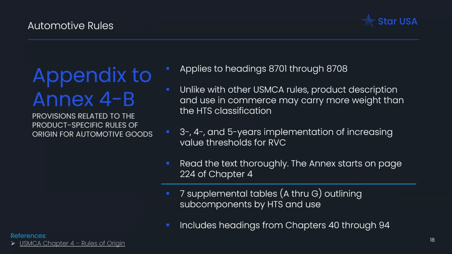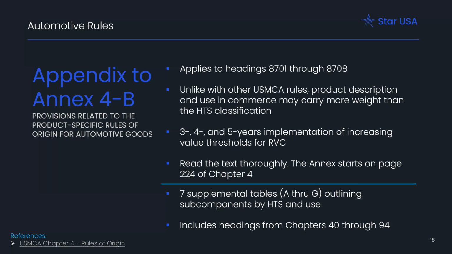And then the automotive rules are very, very dense. It would have to be several hours of talking really to unpack how these work. But do note that the appendix to Annex 4B contains the provisions related to the product-specific rules of origin for automotive goods. It generally applies to headings 8701 through 8708. There are other parts of the tariff that do refer to the automotive rules. Things like rubber for use for tires can have some automotive rule implications. So make sure that you're thoroughly reading the rules as written and referring to this Annex 4B.